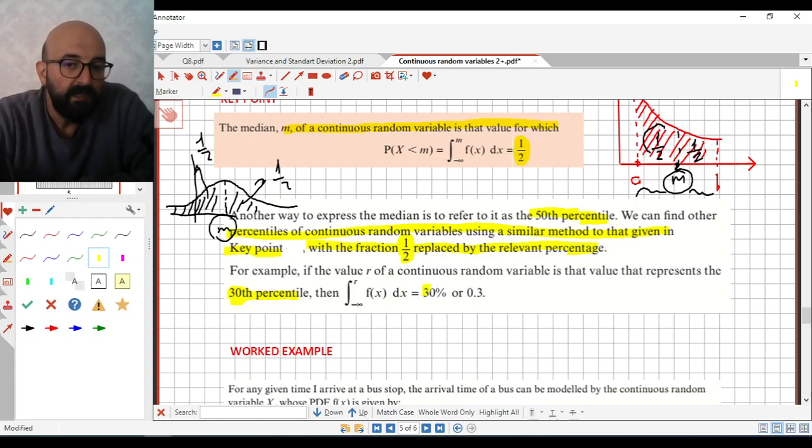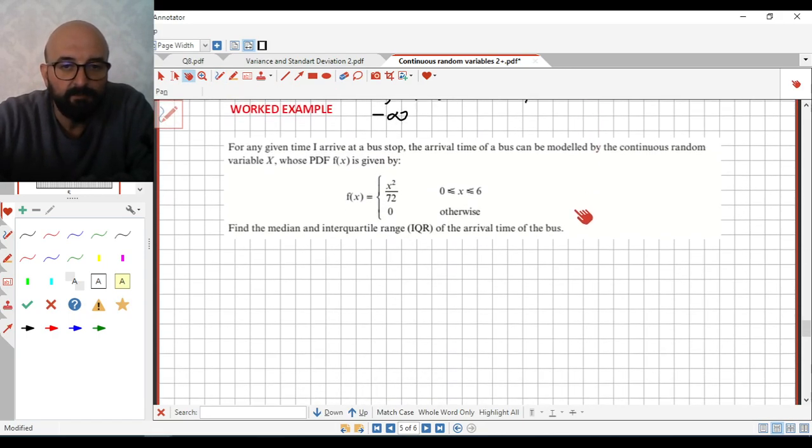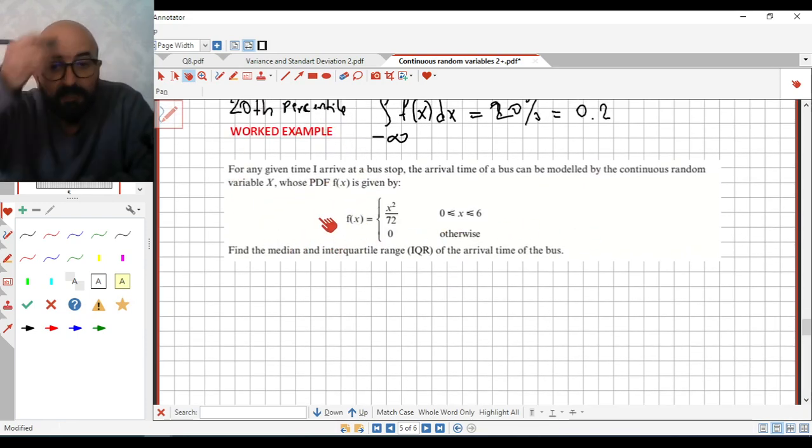you should compute the 30% percentage, or 0.3. For example, if you want the 20th percentile, you should find the integral from negative infinity to r of f(x) dx, which should be 20%, or 0.2. Okay, I think when we work through the example, you can understand it easily in this situation.